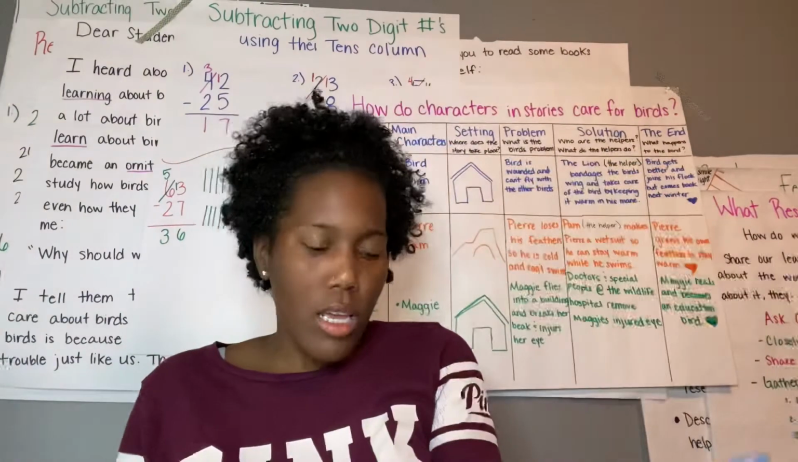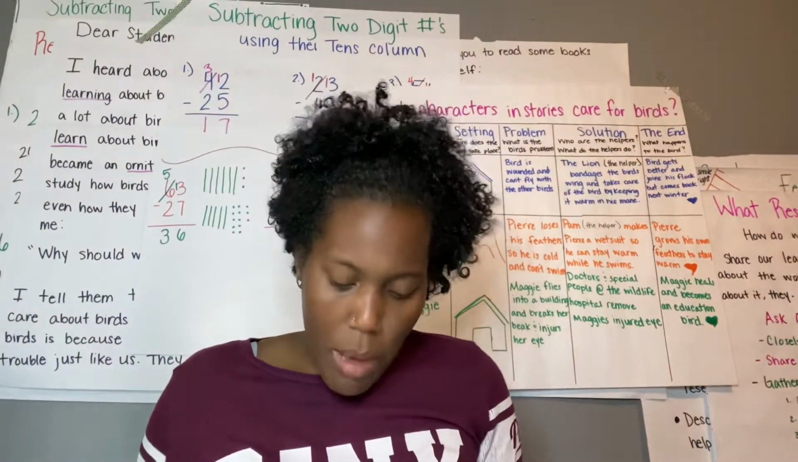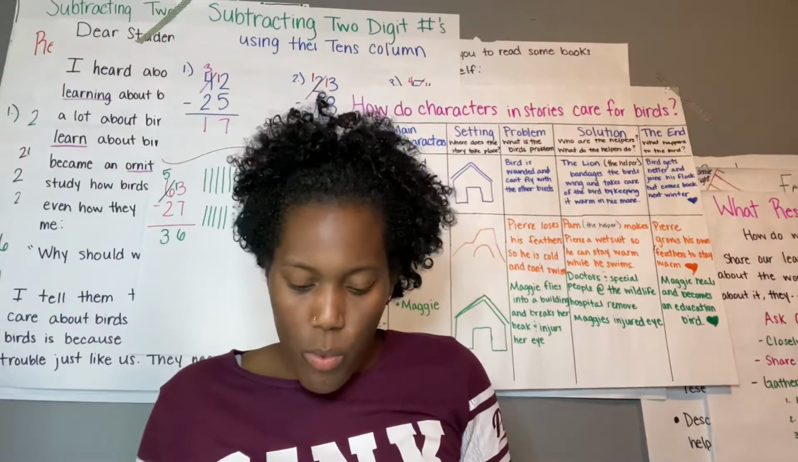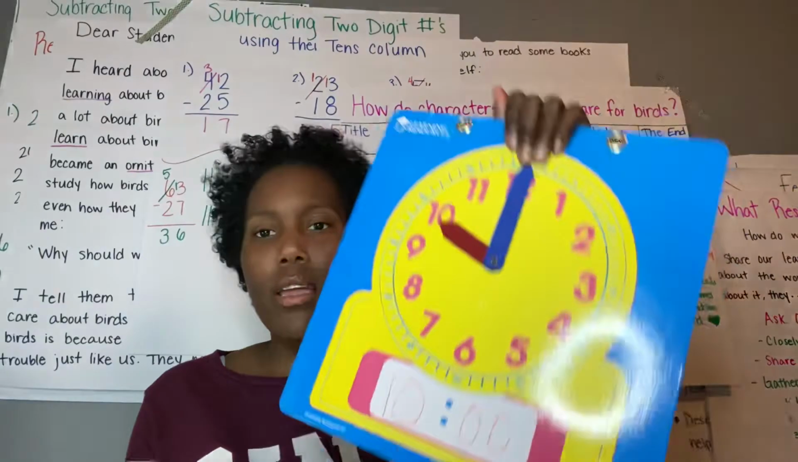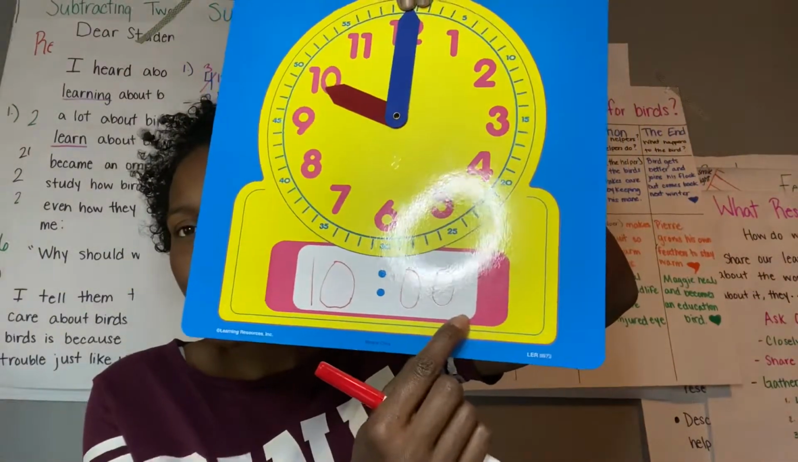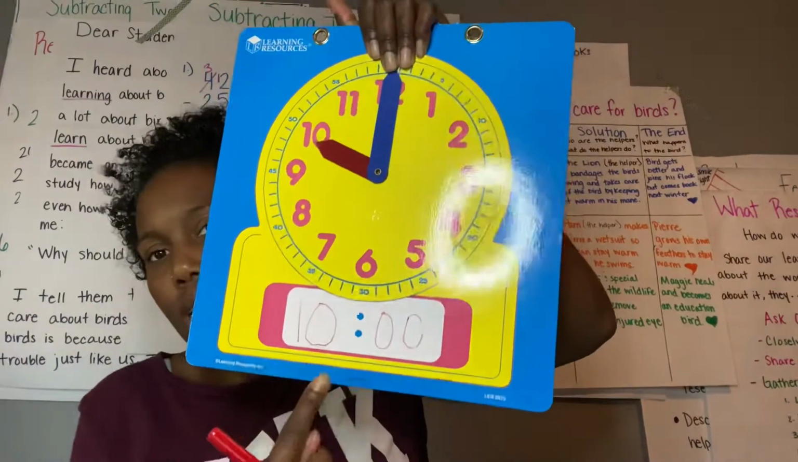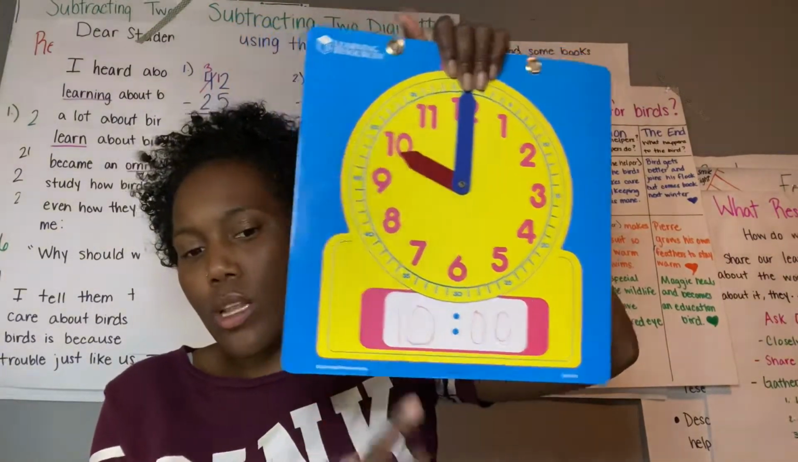And then, how's it going to look if it's digital? If I'm looking at my mom's cell phone, what is this going to look like? Right, it's going to be 10:00. Same time, 10 o'clock, 10 o'clock, just on an analog and a digital clock.